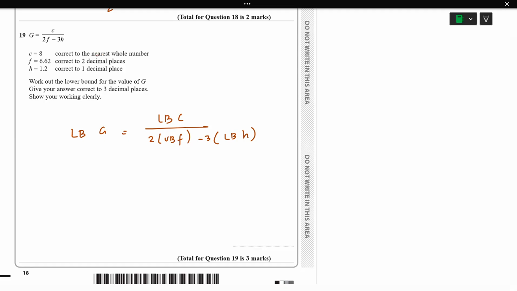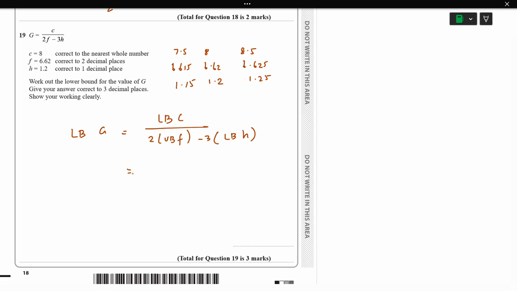So first I'll write 8. 8 is here. Upper bound is going to be 8.5 and lower bound is going to be 7.5. Next is 6.62. Upper bound is going to be 6.625 and the lower bound is 6.615. Next is 1.2. 1.2 upper bound is 1.25 and the lower bound is 1.15.